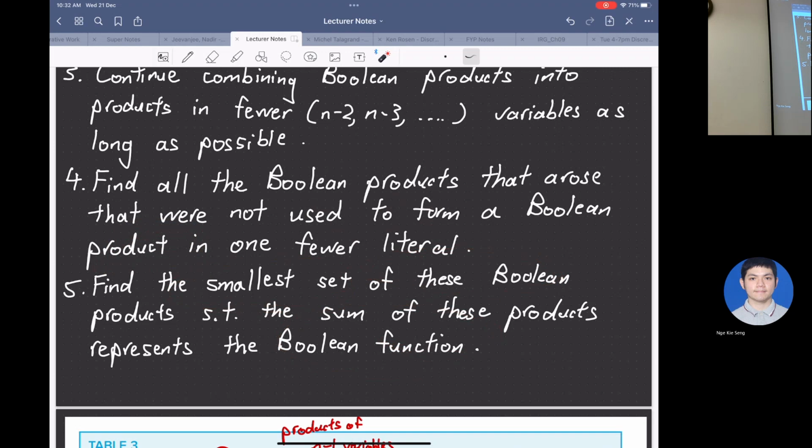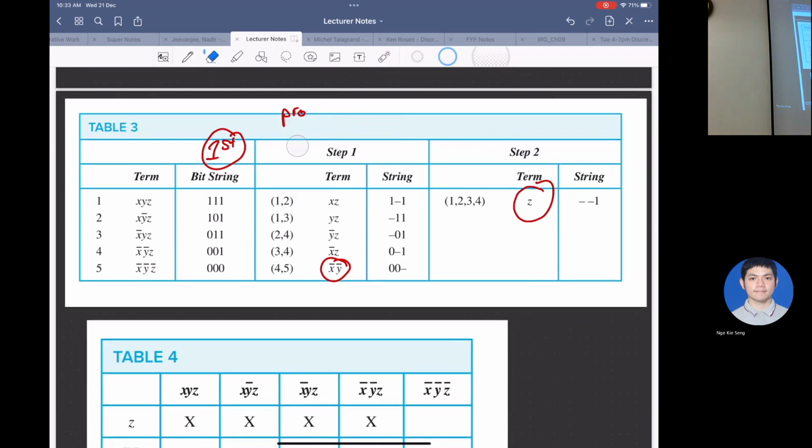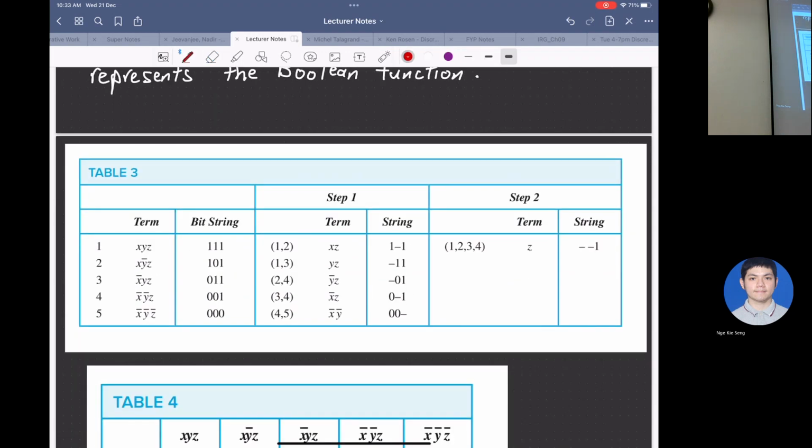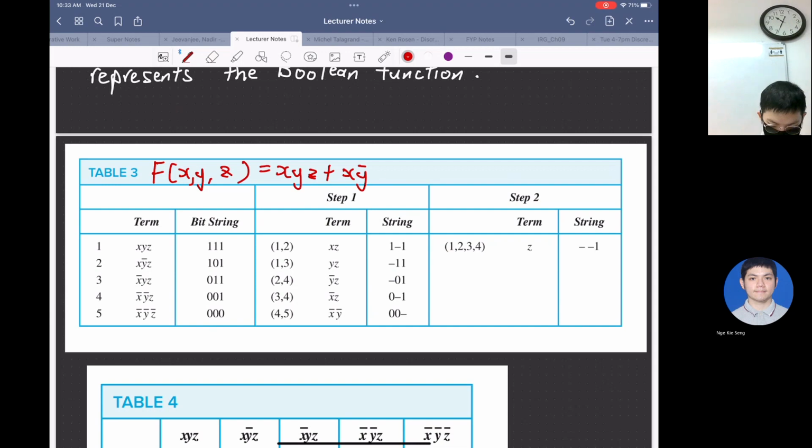Okay. So let's look at the example. Look at the example. The example we're looking at here is, let me put here the function: xyz plus xy bar z plus x bar yz plus x bar y bar z plus x bar y bar z bar. So there are 5 terms in this function. We want to minimize it.